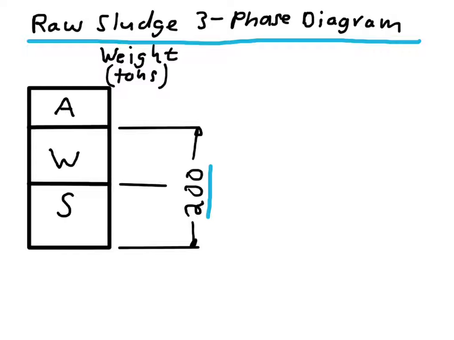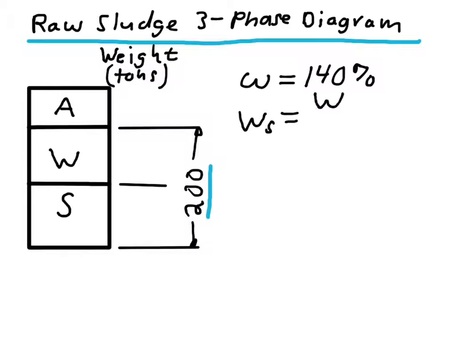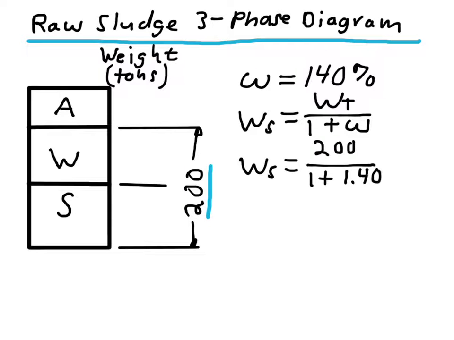So we were told that the total sludge produced per day was 200 tons. So we know the total weight. And we also know that the water content of that sludge is 140%. So we can calculate the weight of the solids as the total weight divided by 1 plus the water content. So for our problem, that would be 200 over 1 plus 1.4. Again, notice I'm using the decimal form of the water content for this calculation. That's going to turn out to be 83 tons, so I can write that in my three-phase diagram.